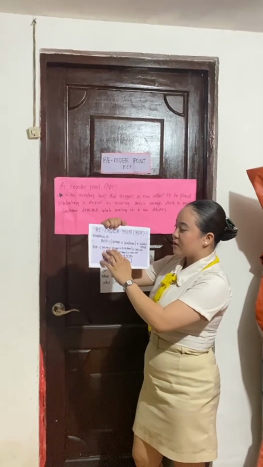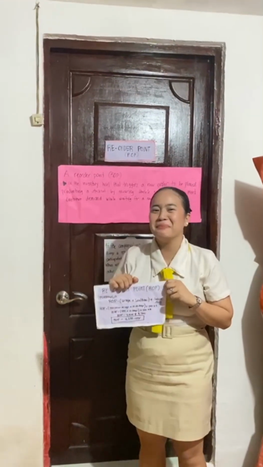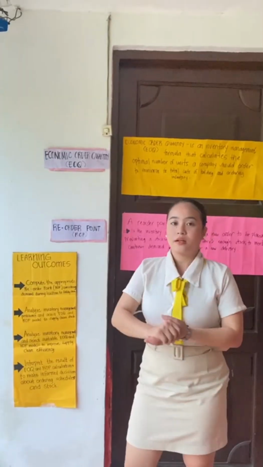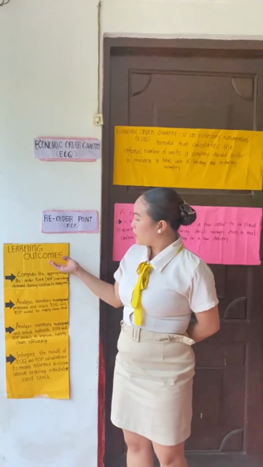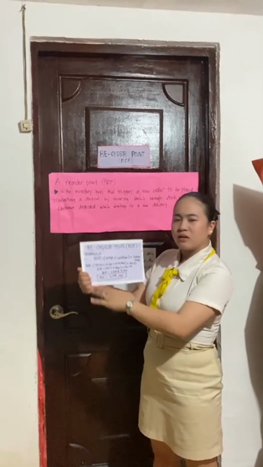ROP 70 pieces of egg times 10 to 15 days plus 70. Oh, what type of this? Myself first, I am Nina Jane Satara. For the learning outcomes, first compute the upper rate. So here's the examples.